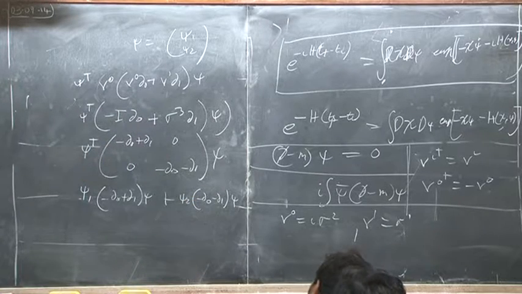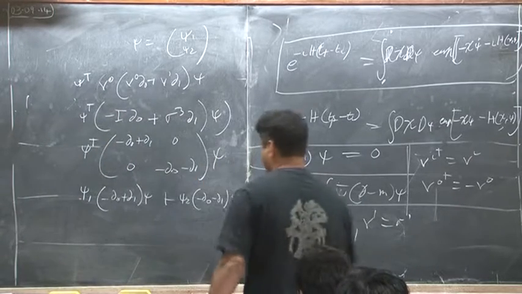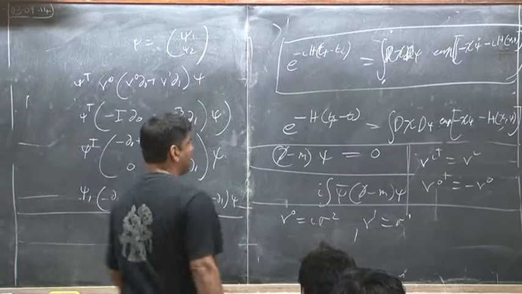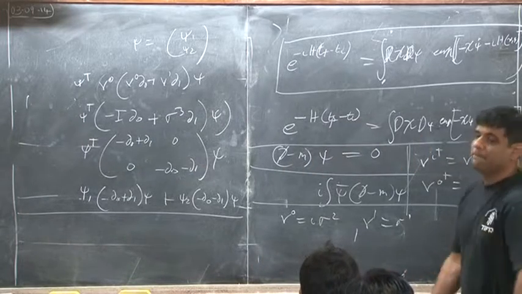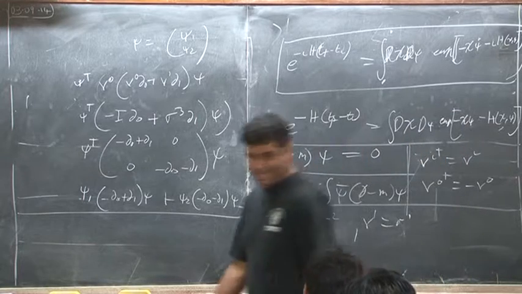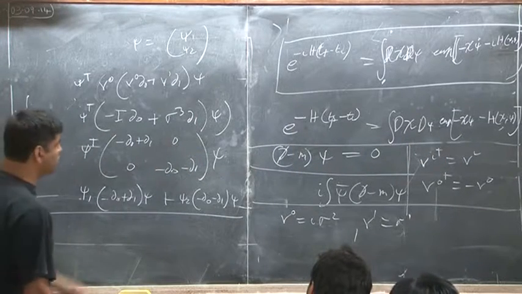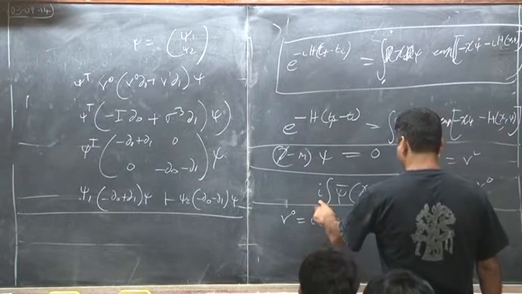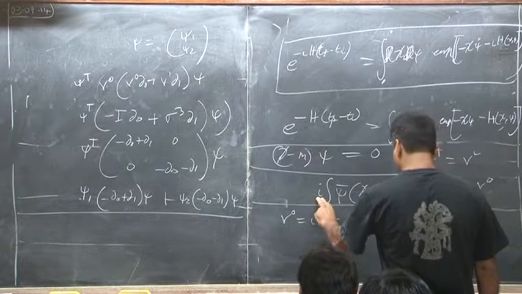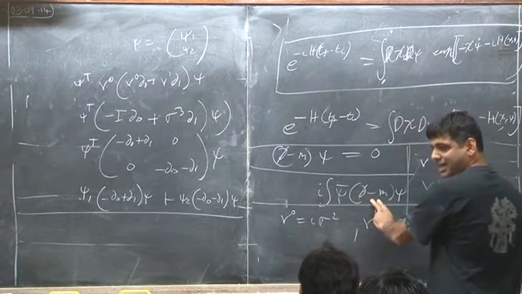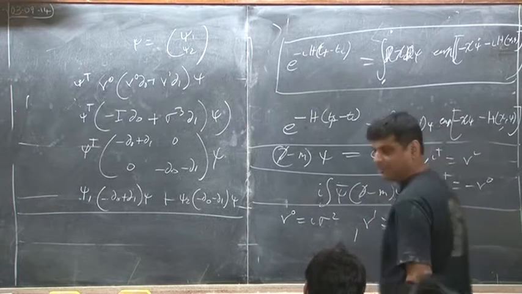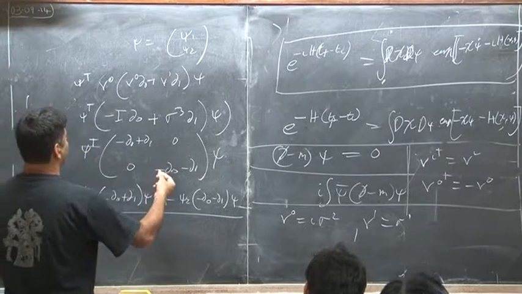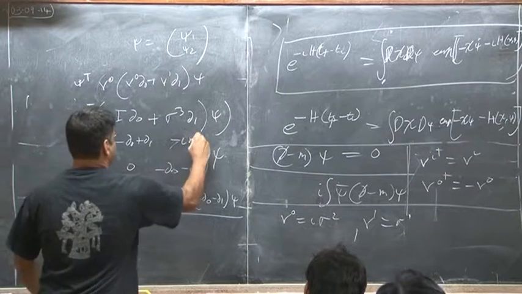Good. So we want the mass term as well. Let me also work out the mass term. The mass term is just minus i sigma. It's i times minus i times sigma 2, so that's sigma 2. Okay, so the mass term gives us minus i m.